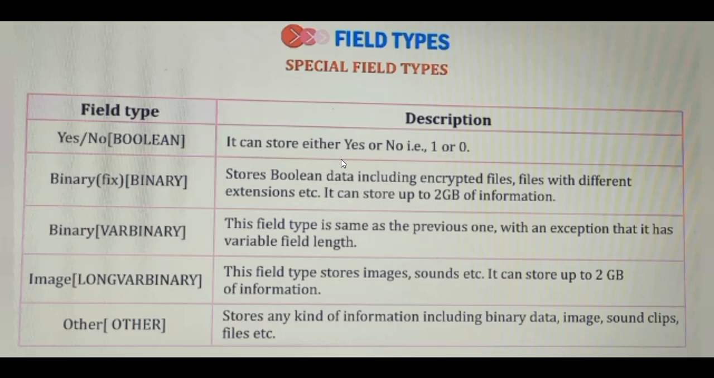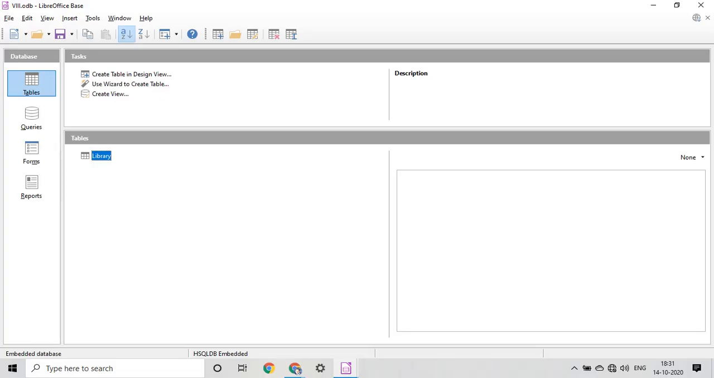After completing this, I'll tell you about views of table. Okay students, next is views of a table. Now you can see we have two types of views. One is create table in design view, and the second one is use wizard to create table. If we talk about these views, the first one is creating a table in design view.